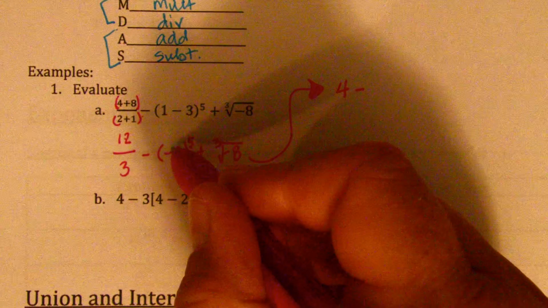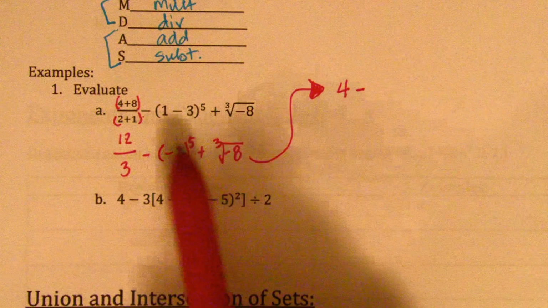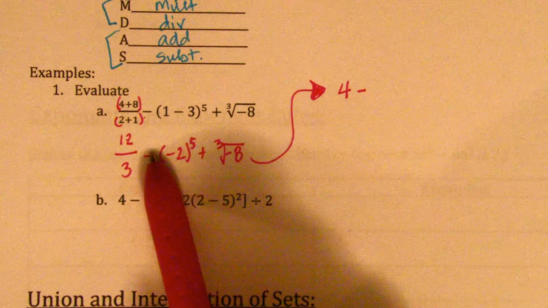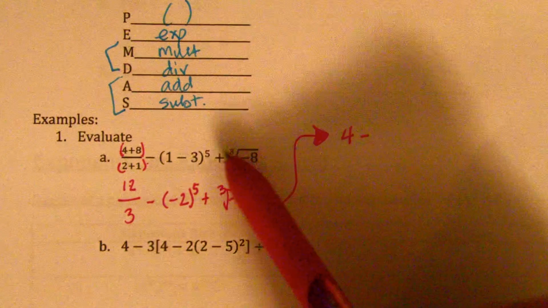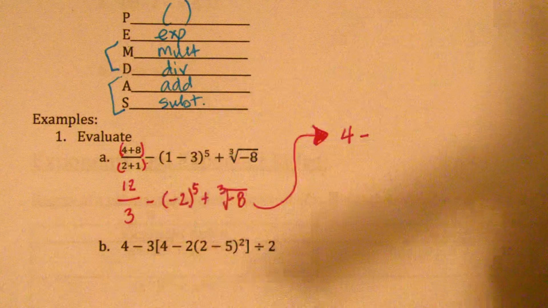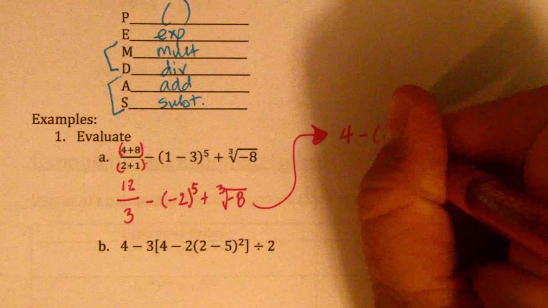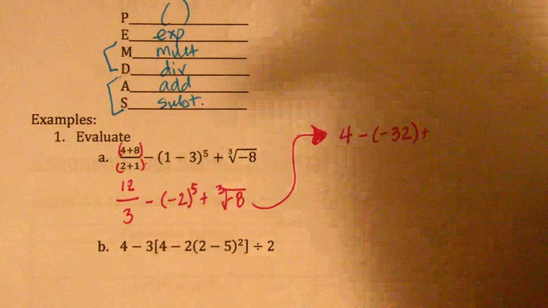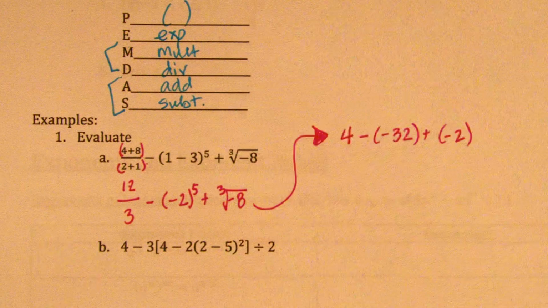Minus negative. C students will go straight to saying a negative times a negative is a positive, but I need to apply exponents before I do multiplication. Remember, exponents are before multiplication, so I need to apply this exponent before I do that multiplication. Negative 2 to the 5th power is negative 32, so minus negative 32, plus negative 8, and the cube root of that is actually negative 2. So I can go ahead and evaluate that because roots are also like exponents. So we could say exponents and roots.